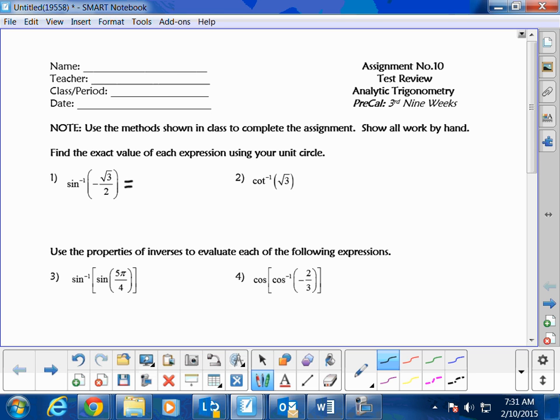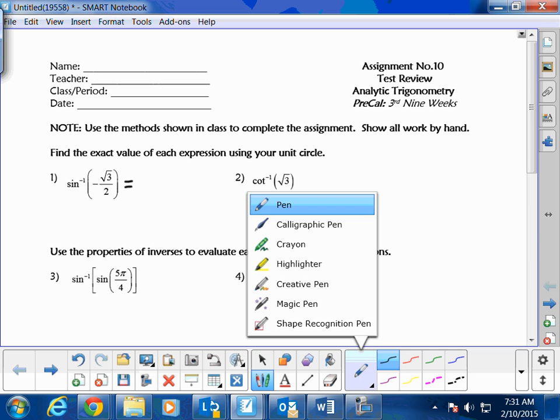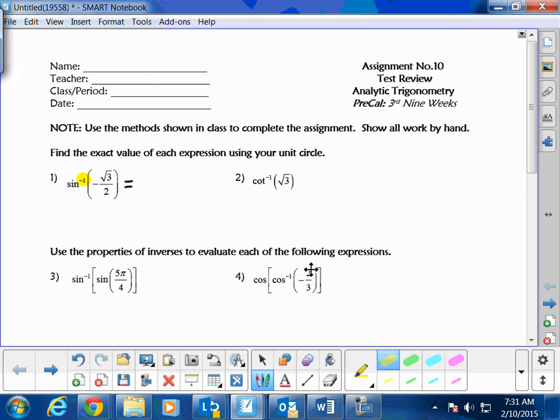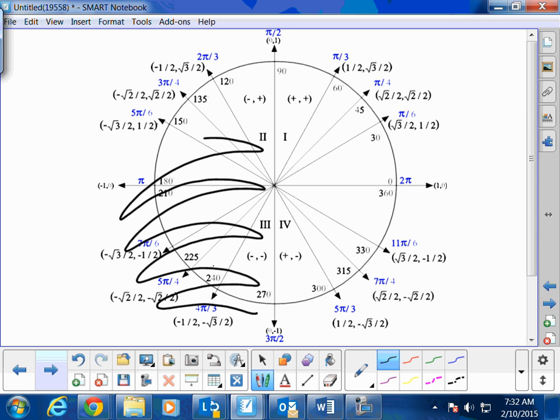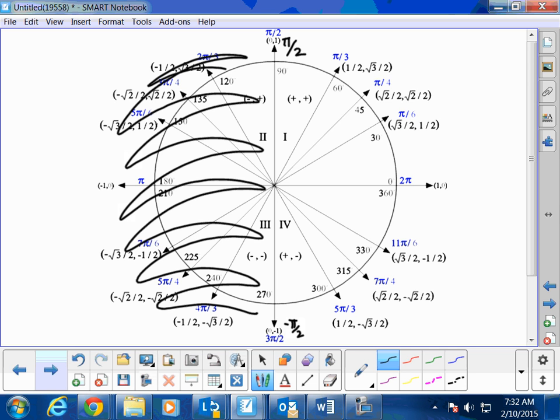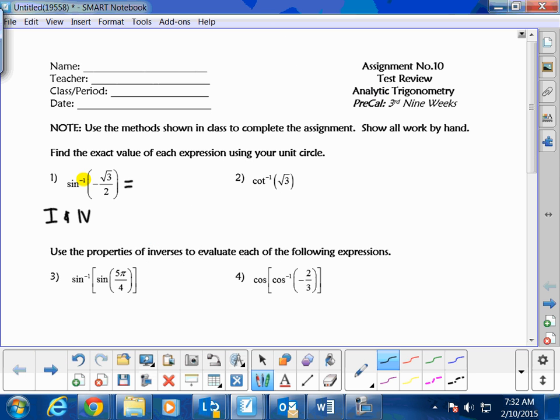Question 1 says, find the exact value of each expression using your unit circle. One of the things we have to keep in mind is that when we deal with inverses, specifically this, when that negative one shows up, in order for us to find the solution we can only use quadrant 1 and quadrant 4 in the unit circle. None of this side is going to be used, just this side over here, because with inverses you go from negative pi divided by 2 to pi divided by 2, and your answer must be given in that format, which means it must fit between these values.